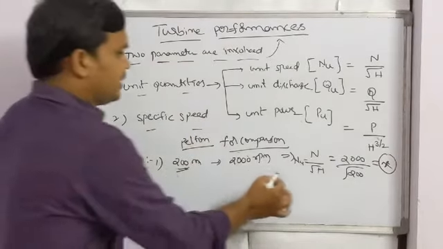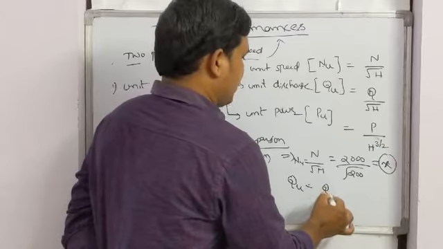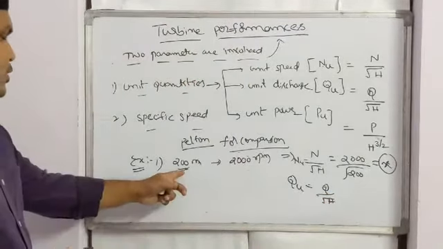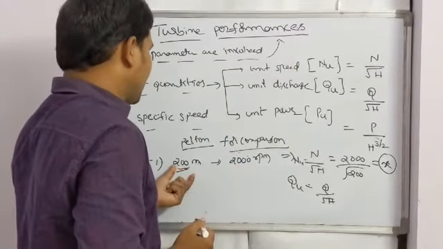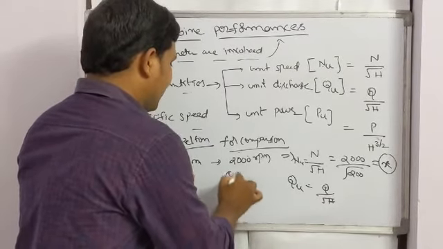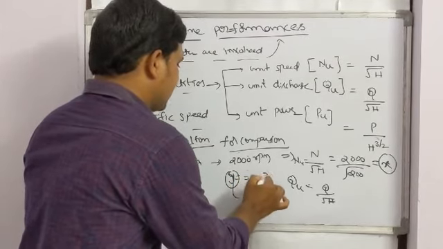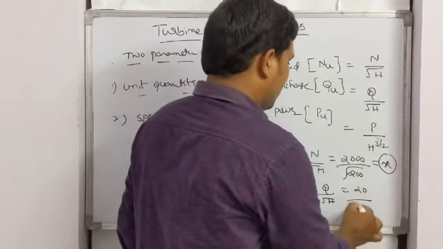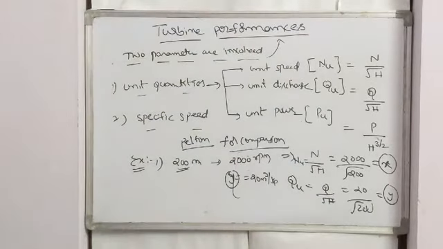Then in the same way you may calculate the unit discharge. What is unit discharge? Q by root over H. Under 200 meters, for a particular 200 meters, some Y amount of discharge will be there, say 20 meter cube per second. Substituting 20 by root over 200, we get some Y amount of unit discharge.